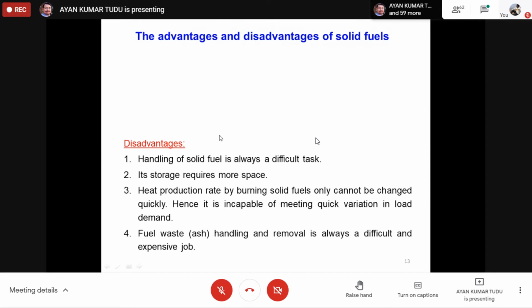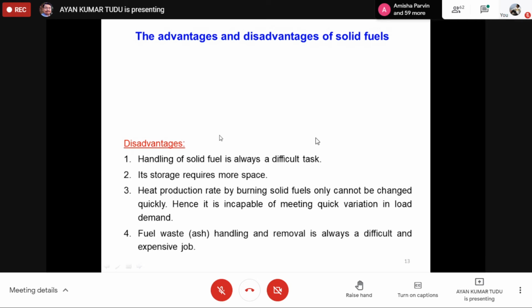And obviously, when coal burns out, it will produce ash, no? So the fuel waste, the ash handling and removal, is always a difficult and expensive job. For that a separate plant is needed, which is called the ash handling plant. Anybody has visited any power plant or lives near a power plant? Then you can very well imagine, you can visualize what I'm saying.